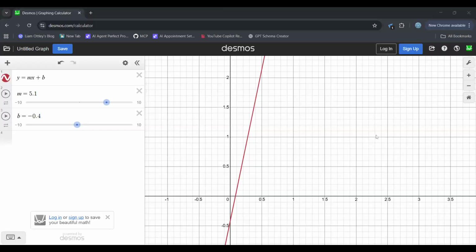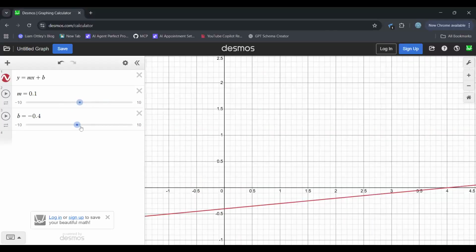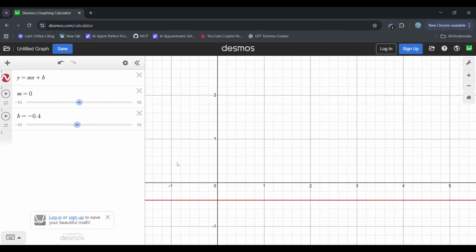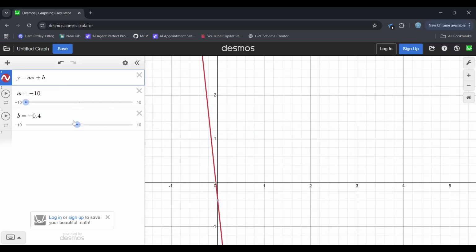Okay, so here, I'll show you guys. Let's say slope is zero, okay? M is equal to zero. That would be a line like this, but zero is still a number, right? Now, let's make this a horizontal line. See, it's not possible. It's impossible to get a horizontal line.